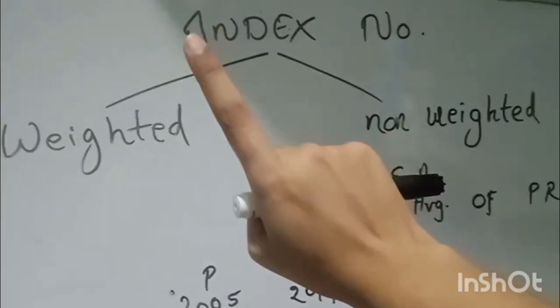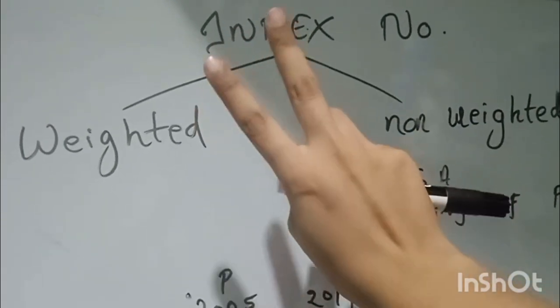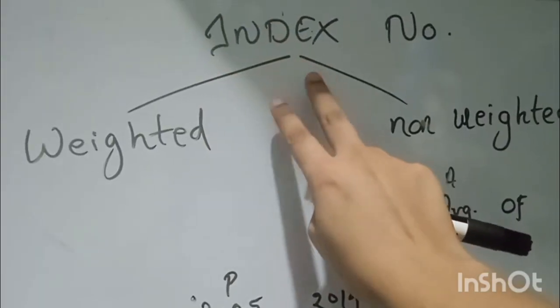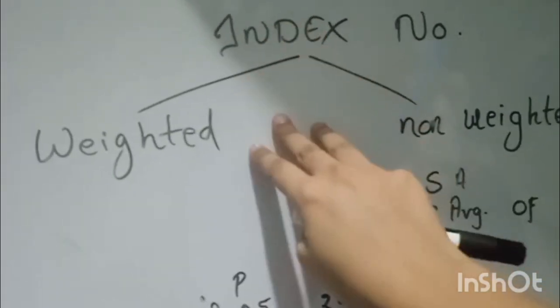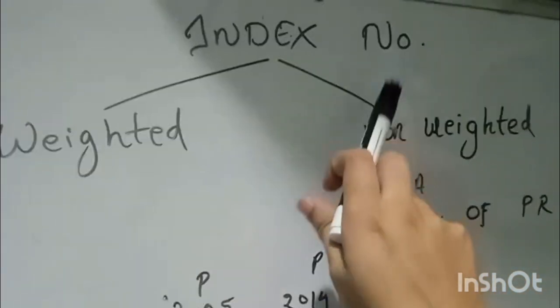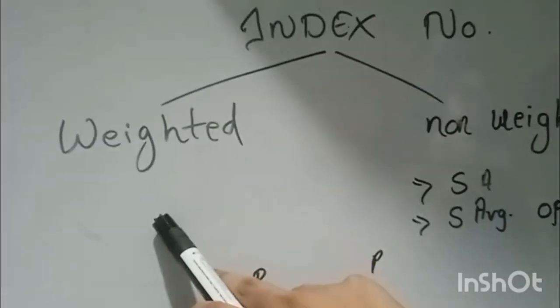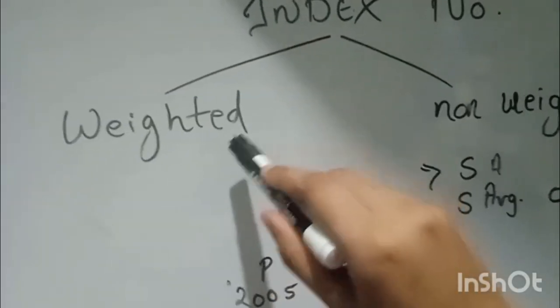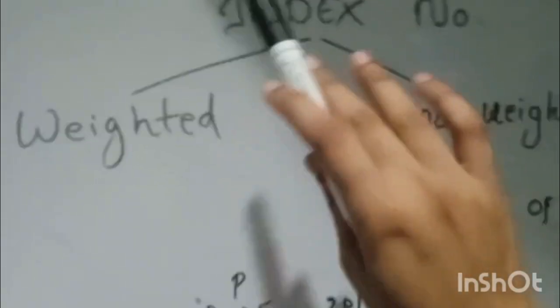First, those that measure the price change. Second, those that measure the quantity change, and third, the value change, that is price into quantity. Now, weighted and non-weighted. In weighted, we will assign weights to the quantities. We'll learn why we assign weights to the quantity in the theory series, but let's not focus on that now.